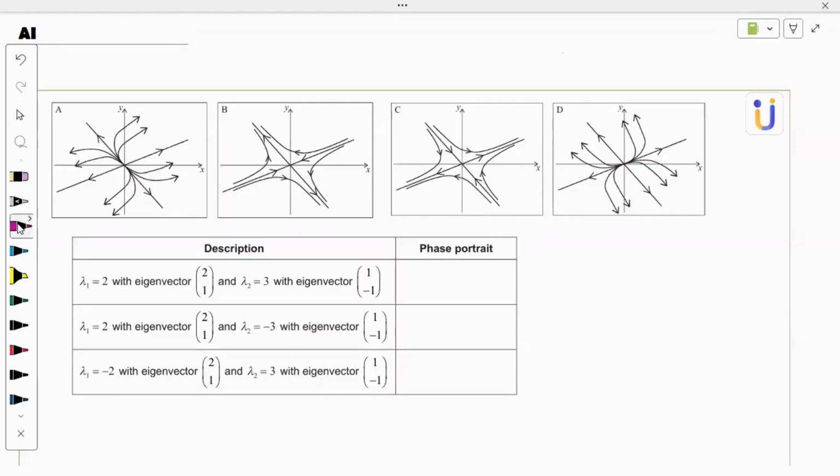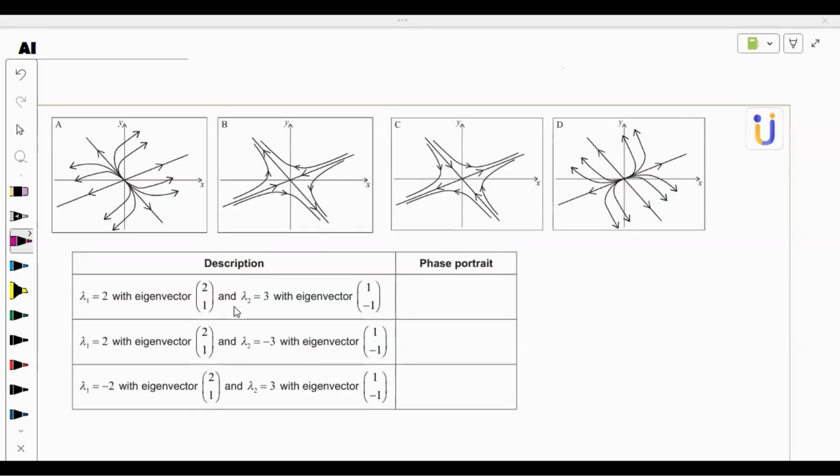First one, I can see lambda 1 and lambda 2 are the eigenvalues. Let me note it first: 2 and 3, both positive; one positive and one negative; both negative. We have different conditions. My first description is both positive. When both are positive, we call it an unstable node. There is no calculation, we just directly analyze and interpret the result.